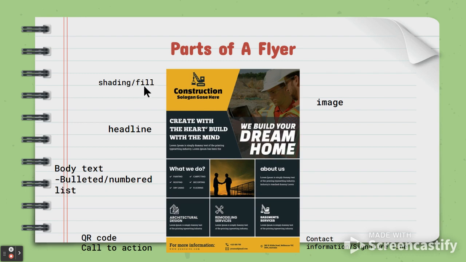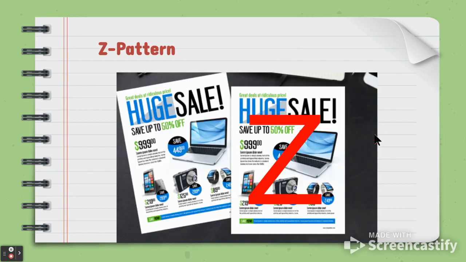Color with shading and fill. Our headline. What's going to be the topic of this flyer? What needs to capture our eye? How do we know what's going on with this flyer? I need to include important body text or information. And if I have a lot of information or if I just want to create a more appealing look, I can use a bulleted or numbered list. I'm going to have my call to action, provide contact information to the readers, and incorporate images in my flyer.